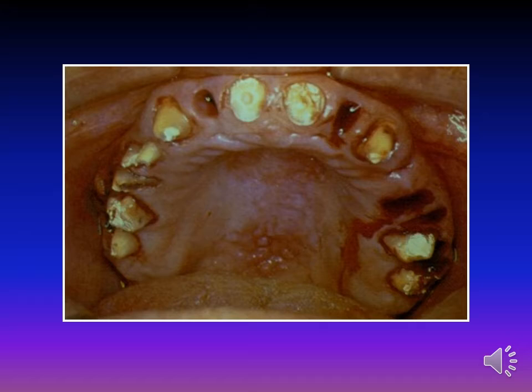Partial overdenture. We can use the overdenture as a partial and make anterior or posterior abutment support, and this increases the support and retention of the denture.